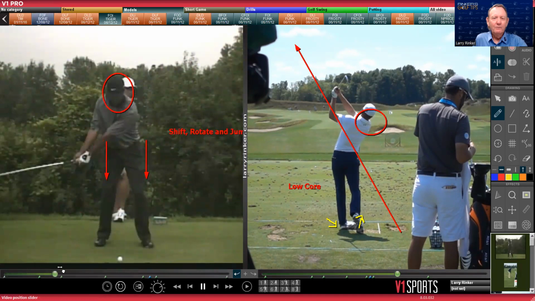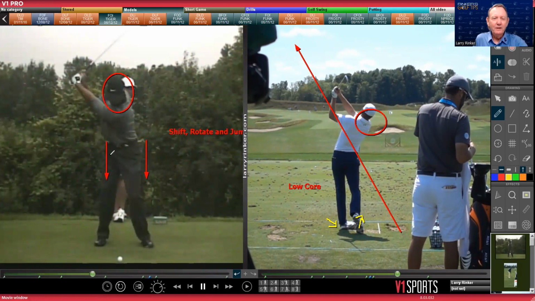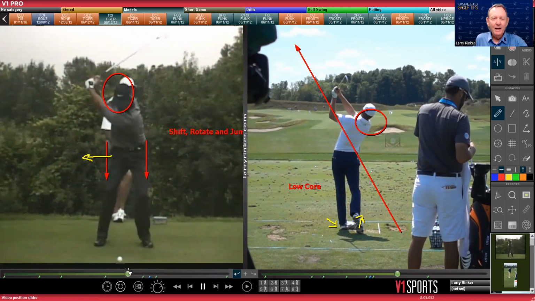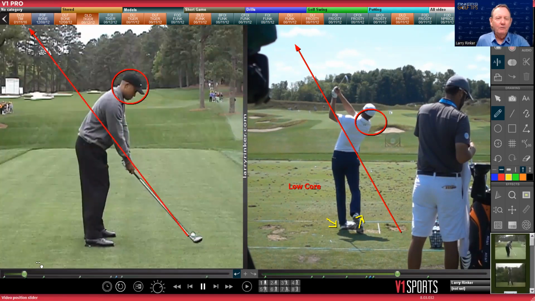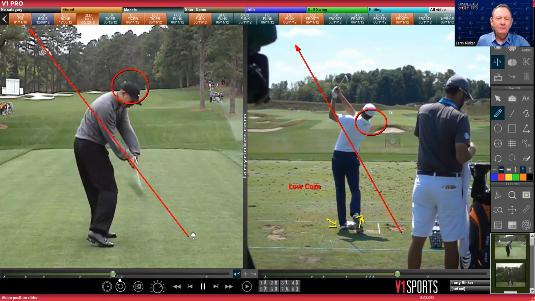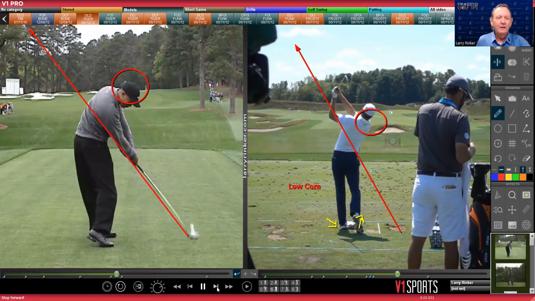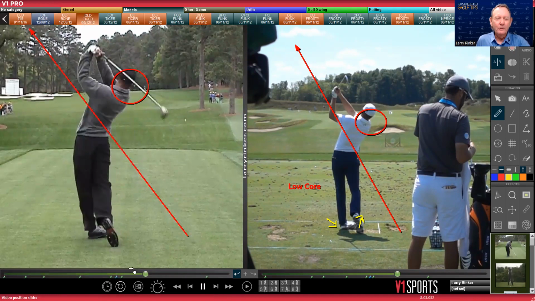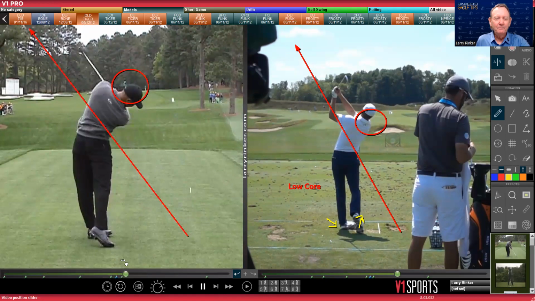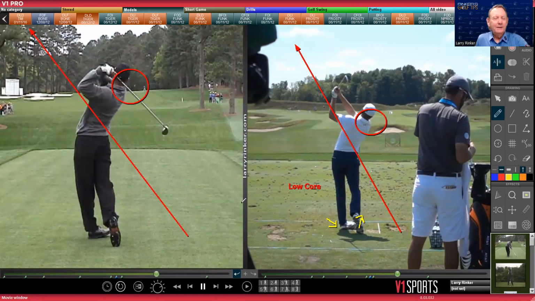Here's Tiger from probably about 2000. You can see there's a little more lateral motion to his right foot, not as much as Kathleen. And then he shifts, rotates, and jumps. We look at Tiger down the line with a fairway metal. You can see he was a little more rotated here. And you can see his weight going a little more toward his heel in this video here. But it's really important that you get your pivot correct for you.